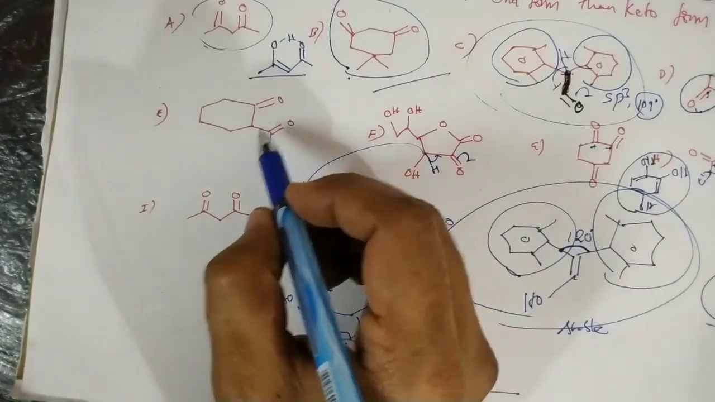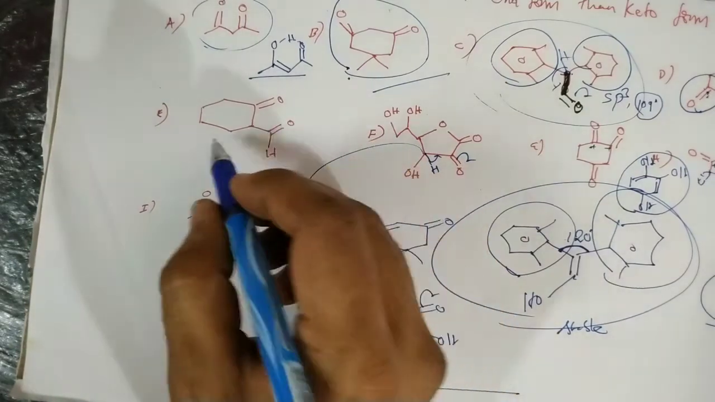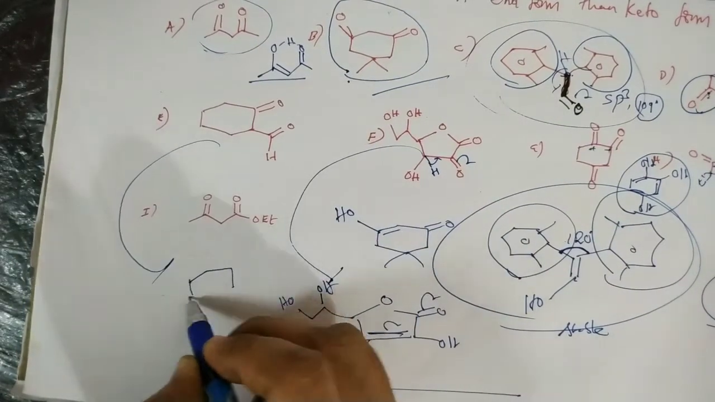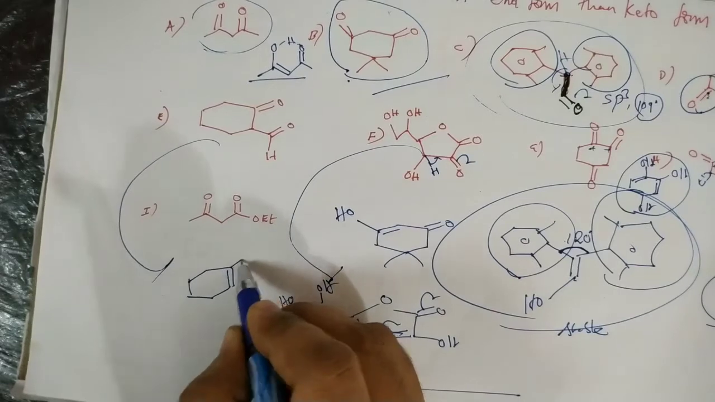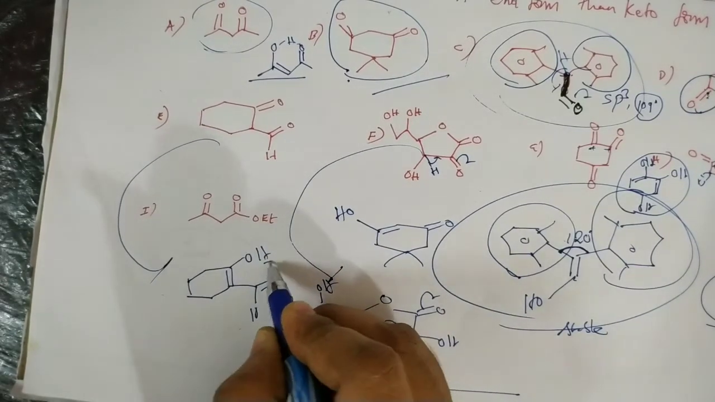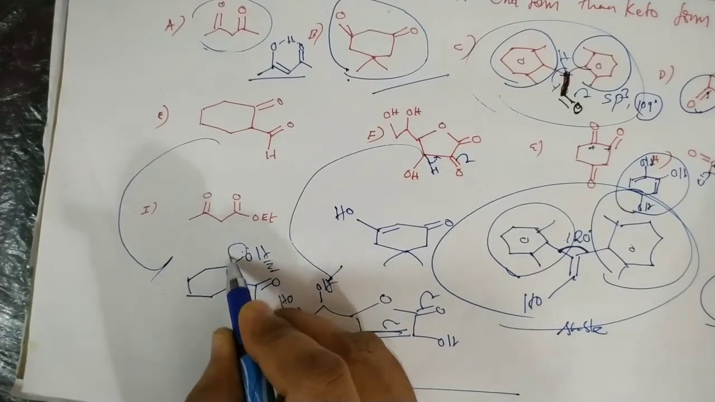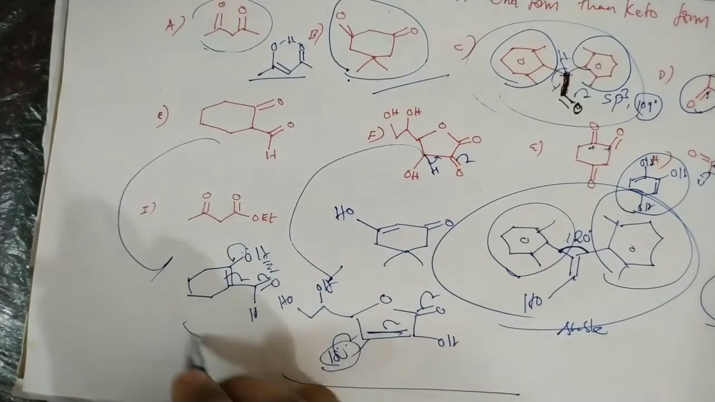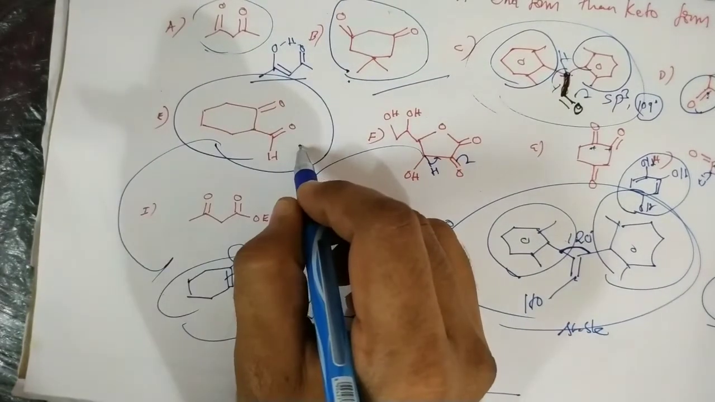Now this one also has a stable enol form, because if you write the enol form for this compound, here OH, here double bond O, there is hydrogen bonding as well as continuous conjugation. So that's why this compound is a stable enol form.